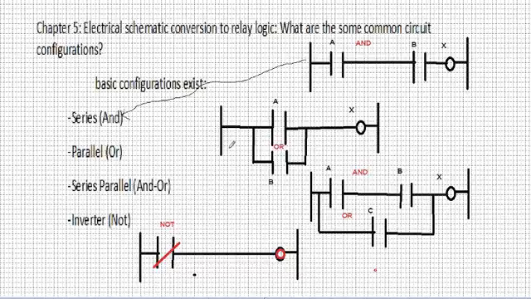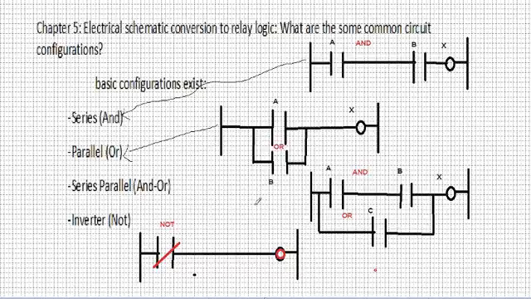The next one is what we call parallel branching, or the OR logic. Remember that relay logic is made out of rails, rungs, branches, and so on and so forth. We discussed that in our earlier lessons. You may want to review that if you didn't understand it too well. In this case, if A or B is true, then X will be true. And that's what we call the parallel or the OR configuration.